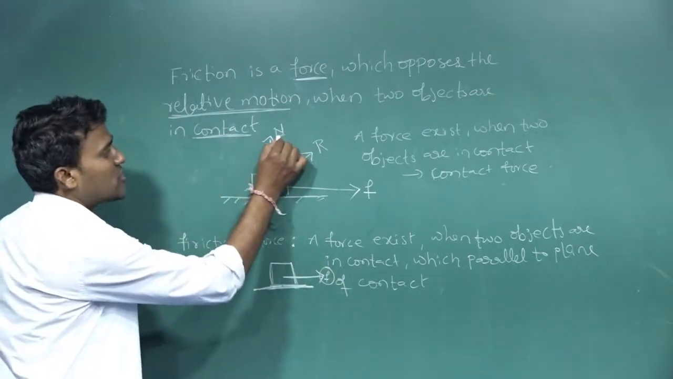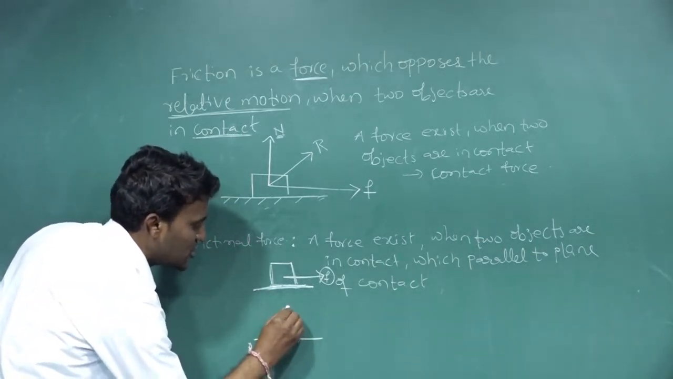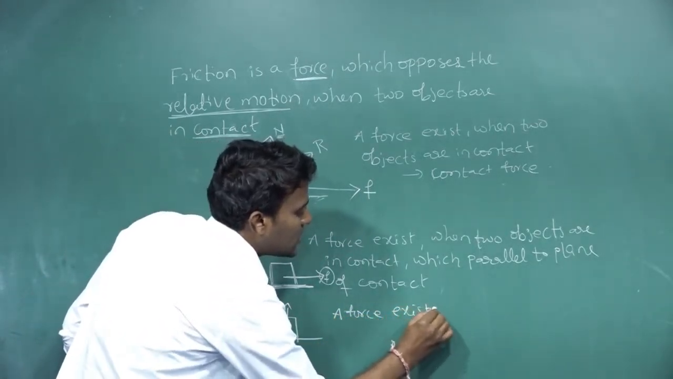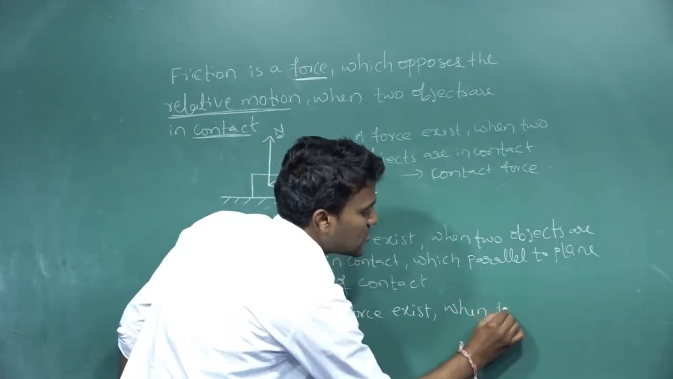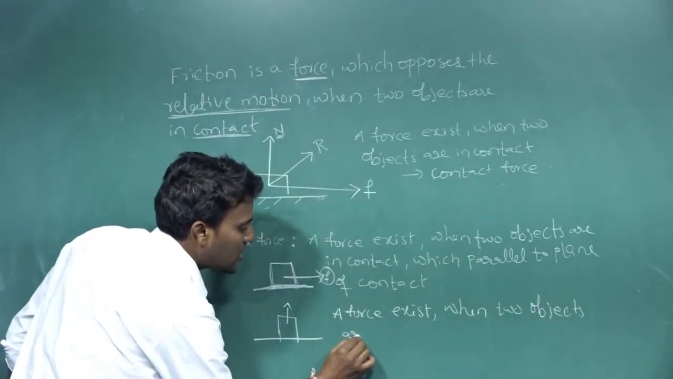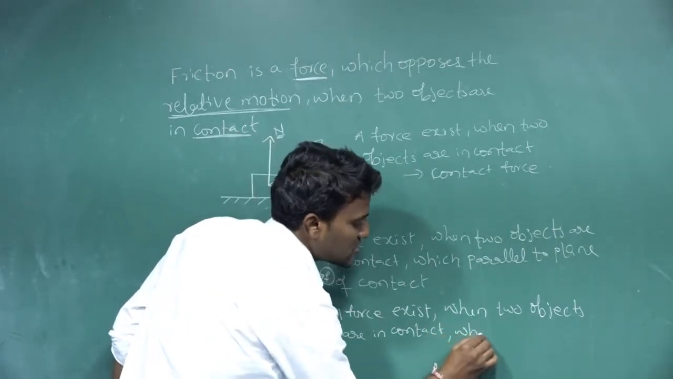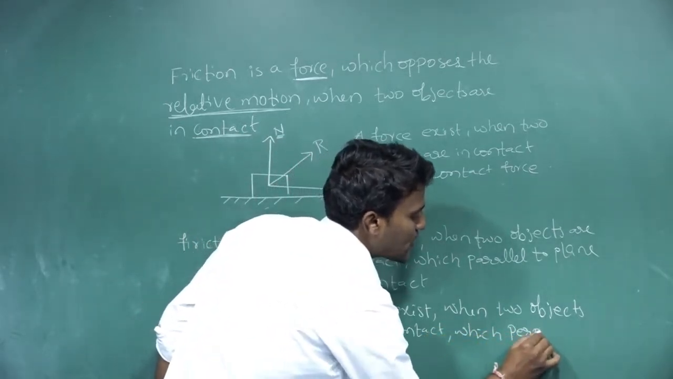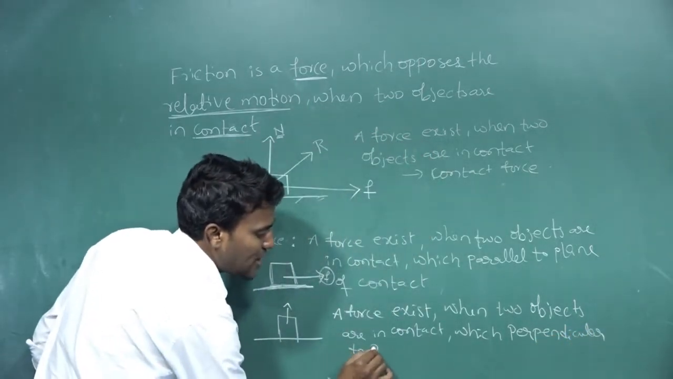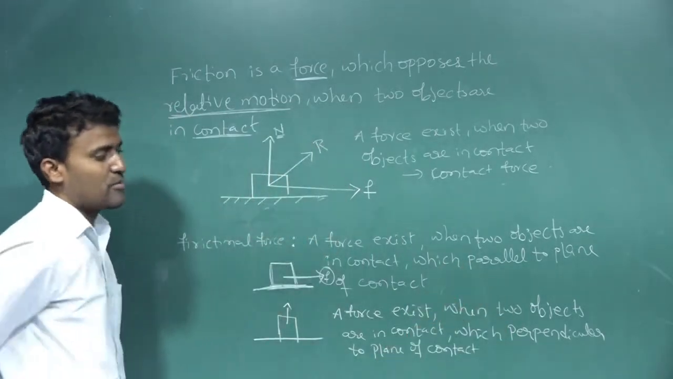Okay, now I am going to give the definition for the normal force. Normal force means, again the same definition: a force exists when two objects are in contact which is perpendicular to the plane of contact.